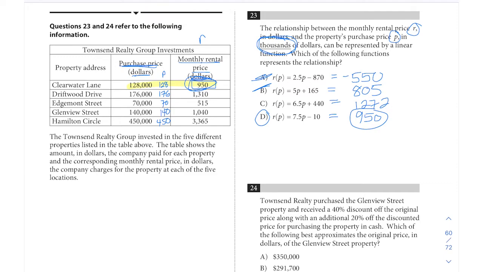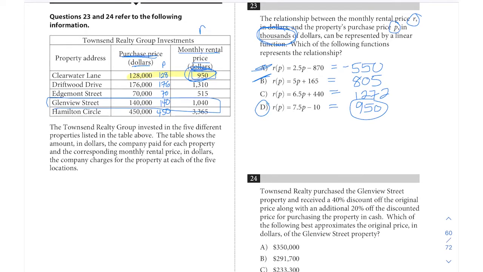Now let's take a look at 24. 24 says Townsend Realty purchased the Glenview Street property. Okay, so here for this one, we're talking about the Glenview Street property, this one here, with a purchase price of 140, and received a 40% discount off the original price, along with an additional 20% off the discounted price for purchasing the property in cash. Which of the following best approximates the original price in dollars of the Glenview Street property?